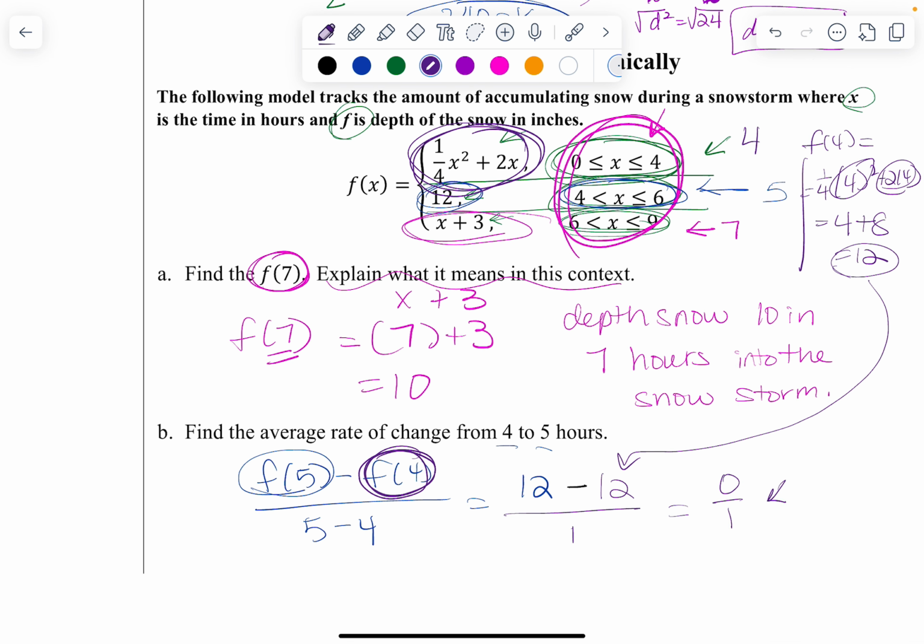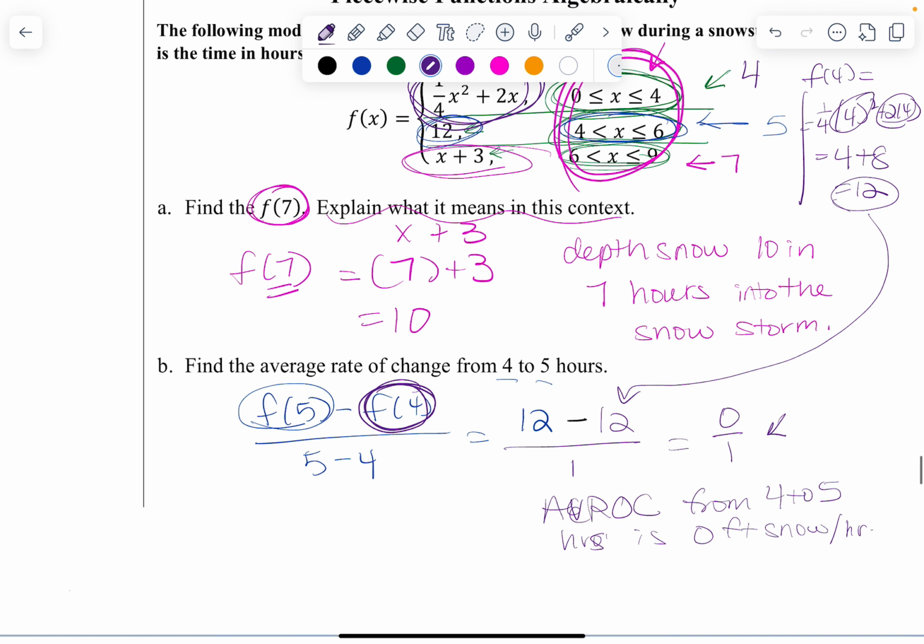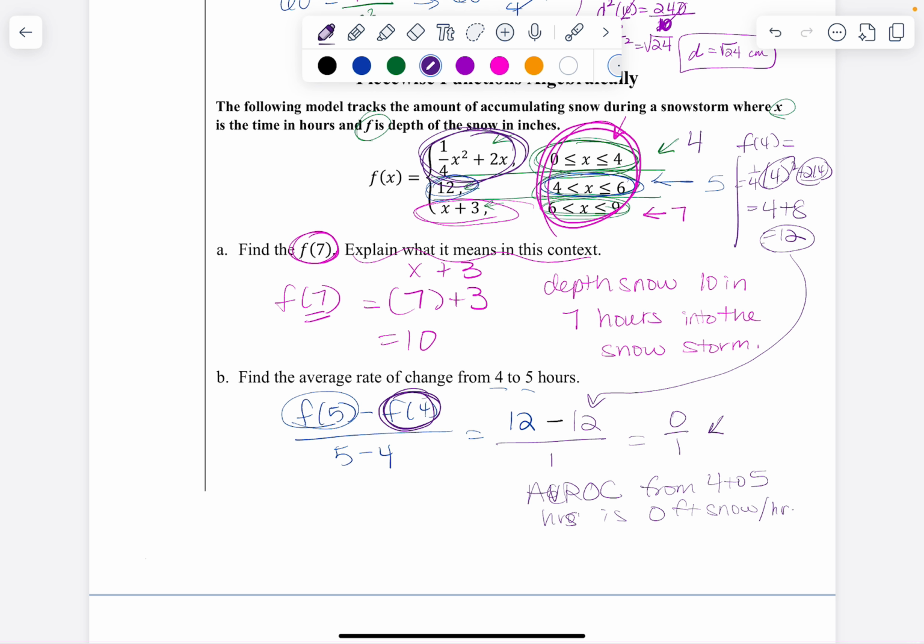What does this mean? The average rate of change from 4 to 5 hours is 0 feet of snow per hour. That just means that between the 4th and 5th hour, it didn't snow more and it also didn't melt. So we have the same amount of snow.